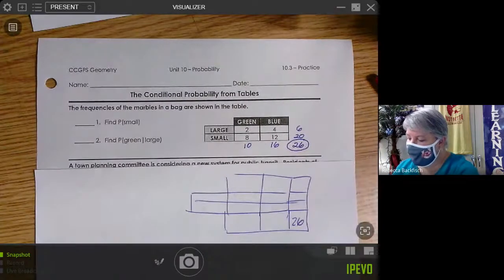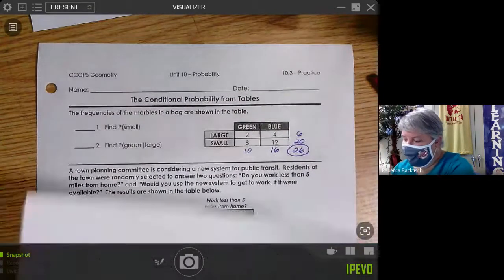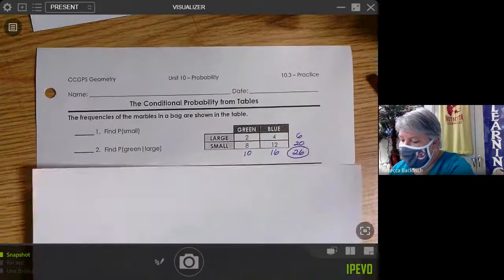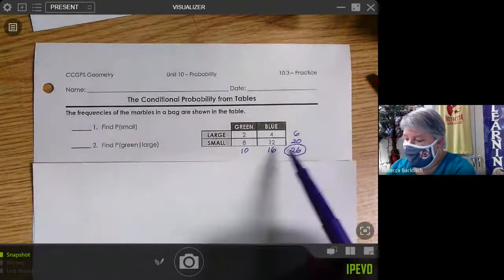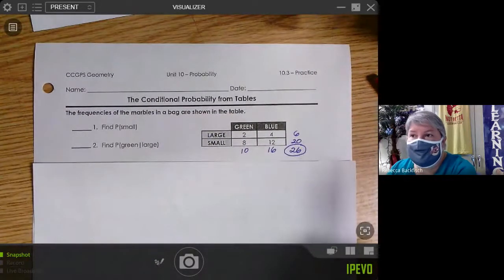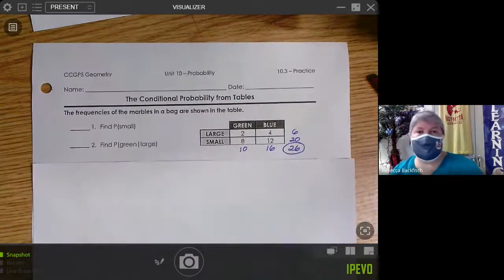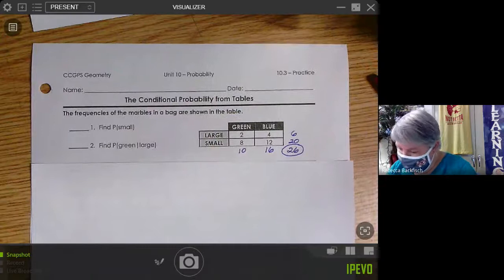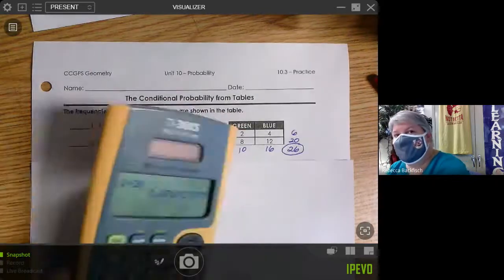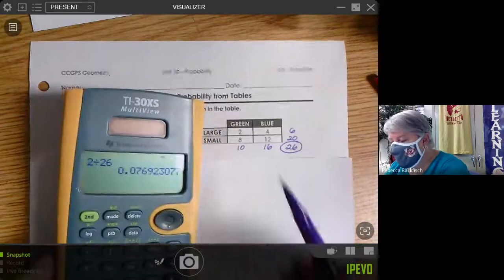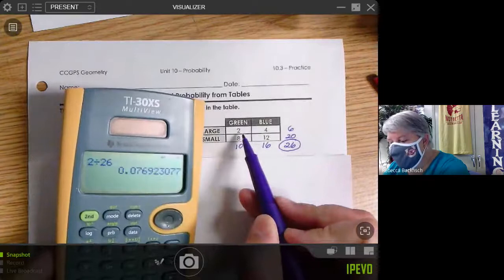Now, if we were to do a relative frequency table, what we would do is we would take all those numbers and divide them by 26, because that's the frequency relative to the whole. Okay, so like large green, there are 2 large green out of 26 marbles. So that particular entry, instead of being a 2, would be a 0.08.